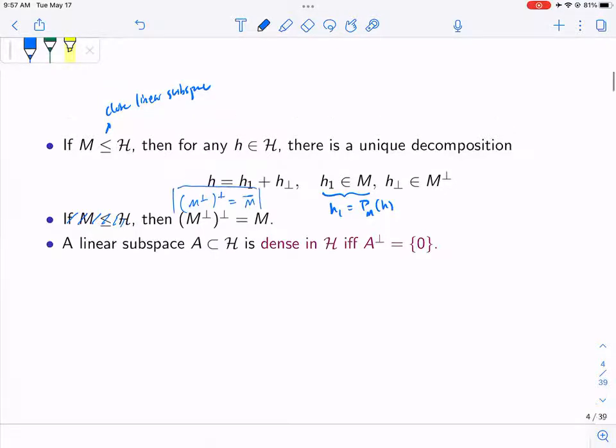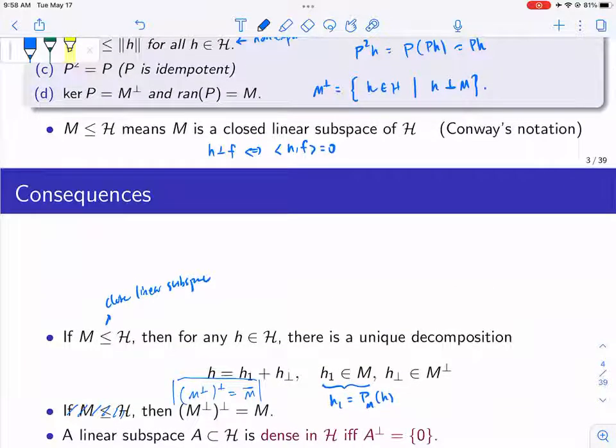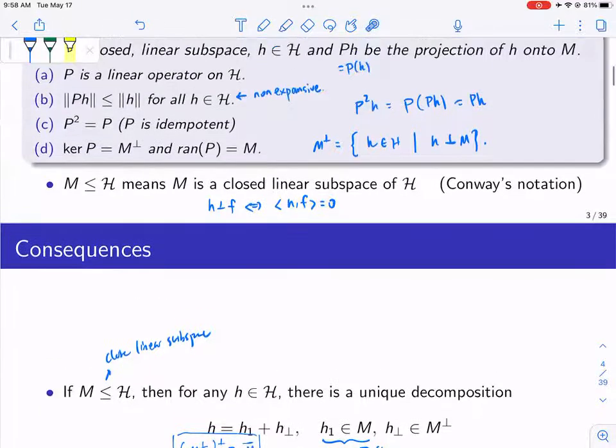So M perp is always closed. Start from some M, the M perp is always going to be a closed linear subspace, no matter what M is, because you can see this relation is sort of continuous in a sense. If you have a sequence in M perp, you can take the limit of both sides, and using Cauchy-Schwarz, the limit goes inside the inner product. So M perp is always linear and closed for any M.